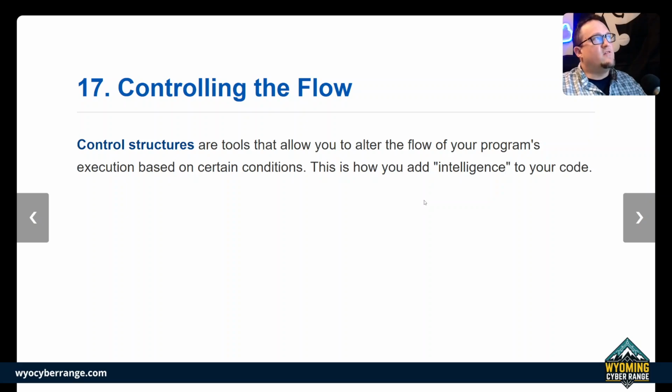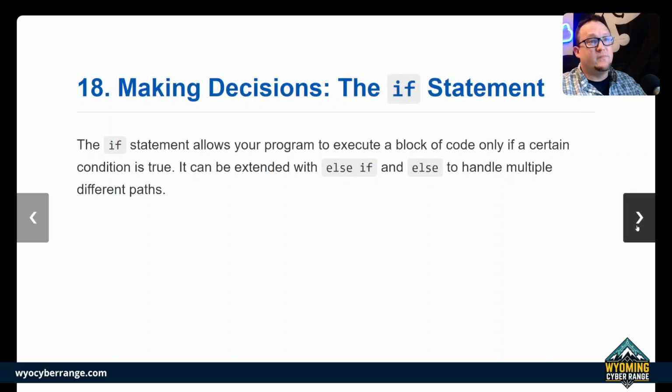Now, based on certain conditions is how we will do certain things with our code. And this is how we're going to bring in flow and intelligence in our code, okay? The first one we're going to talk about is the if statement. The if statement allows the program to execute a code only if a condition is true. Remember when we were talking about Booleans, about true or false?